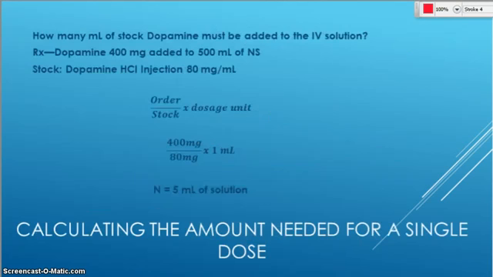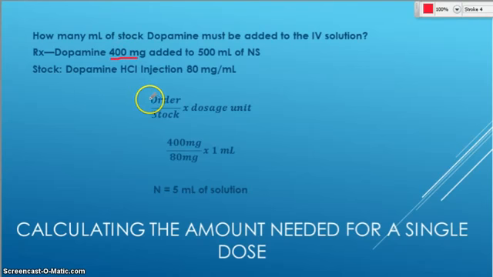Okay, let's take a look at another one. This one is an example of an IV medication, and it's asking how many milliliters of stock dopamine must be added to the IV solution. Well, the prescription says that the patient is to get dopamine 400 milligrams added to his 500 ml bag of normal saline. So we have to figure out how much dopamine to add if the doctor says to give him 400 milligrams. Again, we're going to use the same formula.